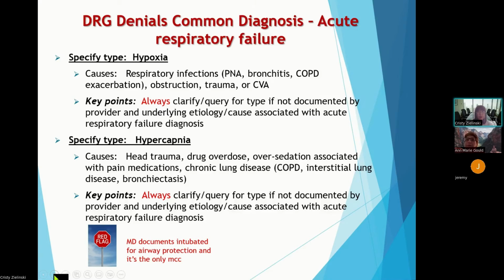So it's conflicting. And also a red flag: sometimes the doctor will just put acute respiratory failure, intubated for airway protection. Is it actually acute respiratory failure, or are you just protecting the patient's airway? That is also part of the clinical validation process, so that's another query opportunity there.